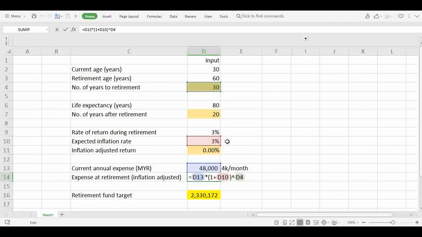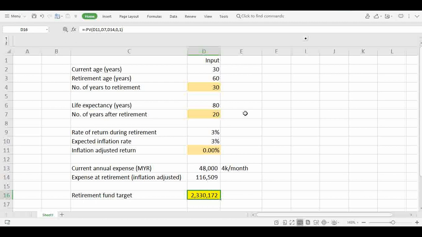Okay. And finally, over here, there is a present value formula in Excel, which you can incorporate into your computation. Based on this example and the estimates and inputs, we will see that the retirement fund target that you need is actually 2.3 million.